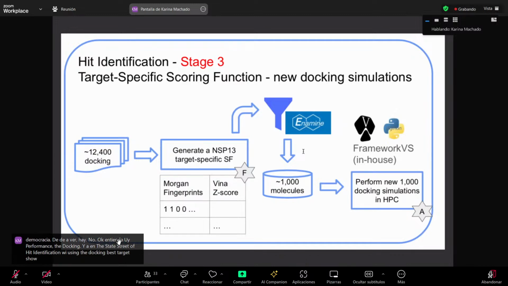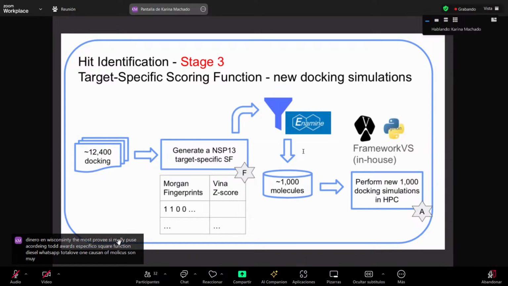So, considering as predictive attributes for our scoring functions, we consider the Morgan fingerprints of all the 12,000 molecules, and as target attribute, we consider the VINA score computed by our docking simulations. So having this scoring function target specific, we submitted all the molecules presented in Enamine, and we selected the most promising molecules according to our target specific scoring function.